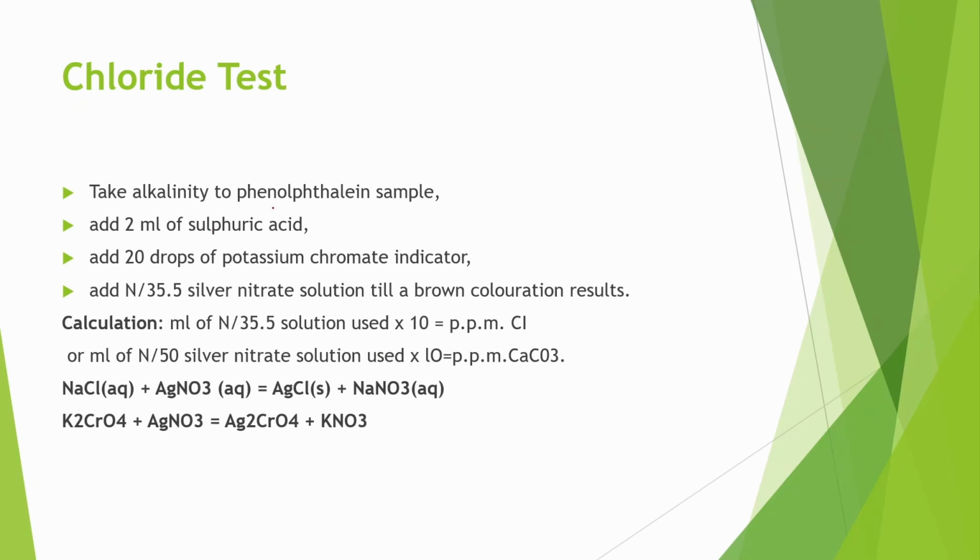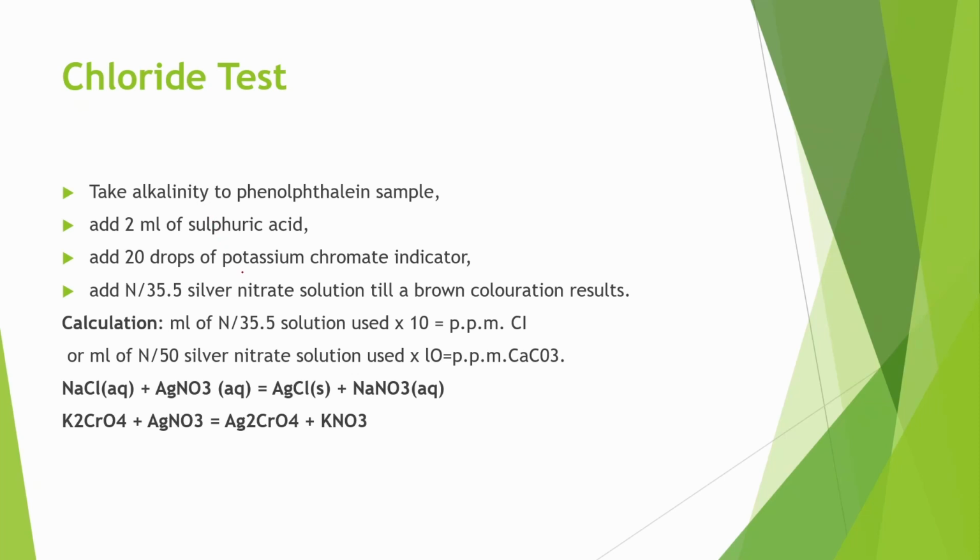So take alkalinity to the phenolphthalein sample. That means we have to repeat the procedure that we have first done in the P alkalinity test. Then we'll add 2 ml of sulfuric acid. So why do we add 2 ml of sulfuric acid? It is just to speed up the chemical reaction which will take place next.